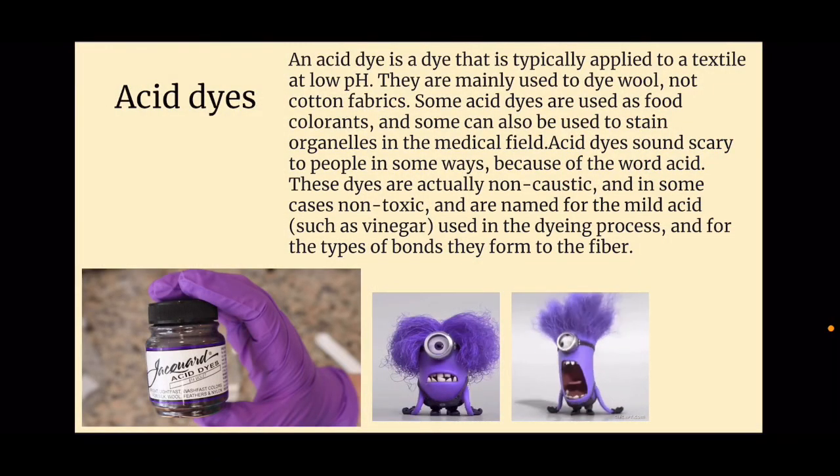Acid dyes. An acid dye is a dye that is typically applied to a textile at low pH. They are mainly used to dye wool, not cotton fabrics. Some acid dyes are used as food colorants, and some can also be used to stain organelles in the medical field. Acid dyes sound scary to people in some ways because of the word acid. These dyes are actually non-caustic, and in some cases non-toxic, and are named for the mild acid, such as vinegar, used in the dyeing process, and for the types of bonds they form to fiber.